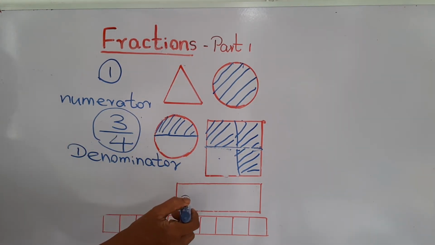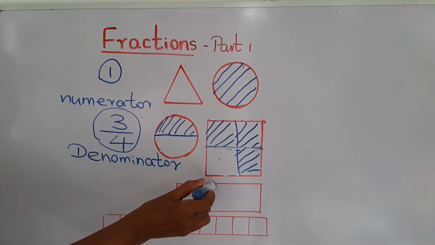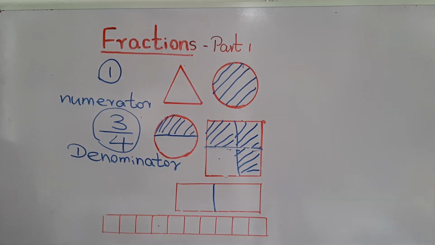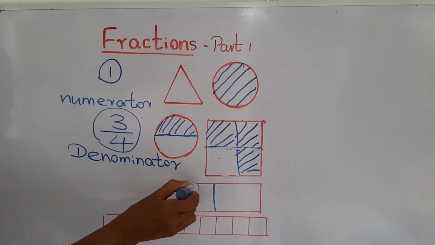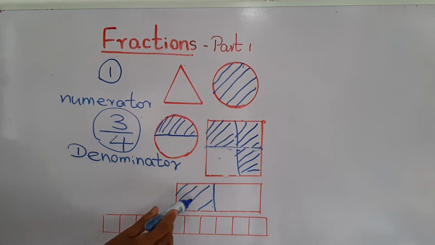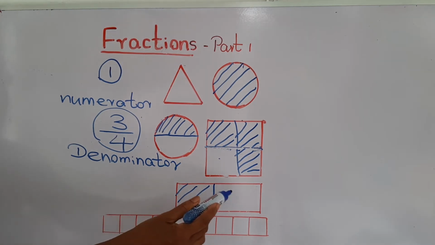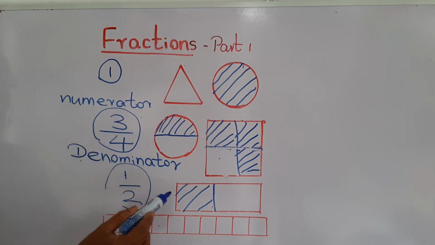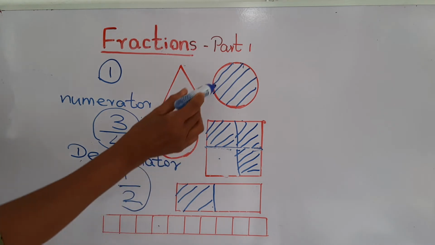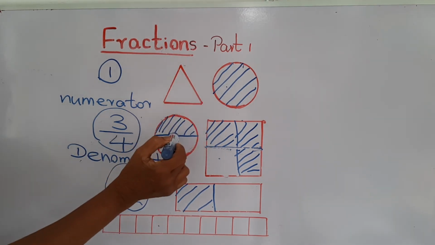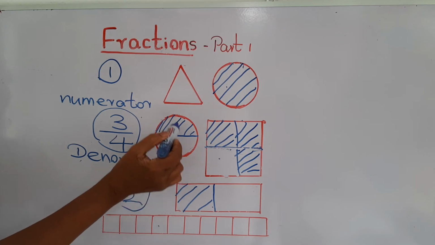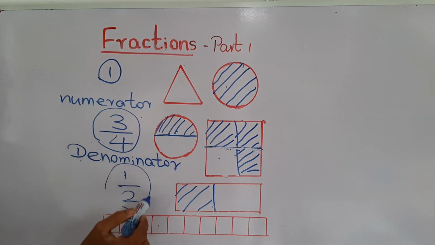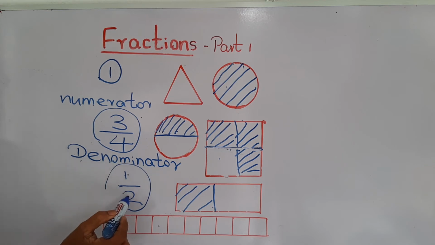We'll see here. This is a rectangle. I divided it into 2 parts. Then I am going to color one part. Out of 2, I colored one. Then this is a fraction. Denominator is 2, numerator is 1. We call this a half because the full one is here, and I colored half. We call it a half or 1 second.